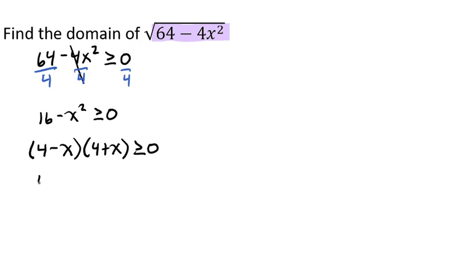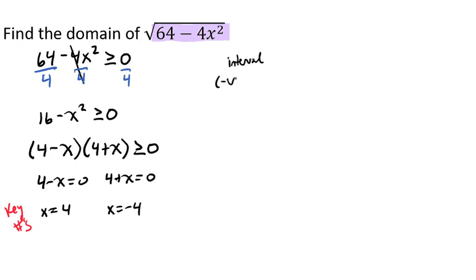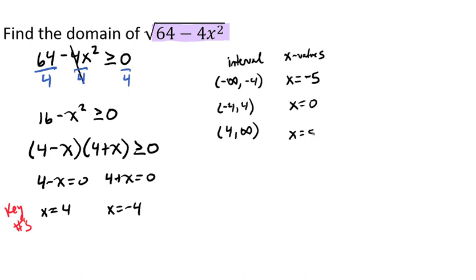So using the zero product property, we're then able to find our key numbers of x equals 4 and x equals negative 4. So again, these are our key numbers. And so that we can then test these on an interval from negative infinity to negative 4, and from negative 4 to 4, and from 4 to positive infinity. And so the x values that we'll use to test our intervals will be x equals negative 5, x equals 0, and x equals positive 5.